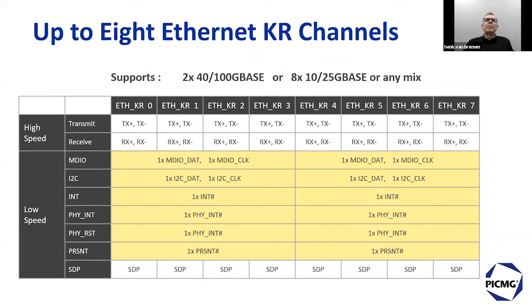So we're looking at the Ethernet signals. There are actually 2 groups of signals, both of which have their own sideband signals.